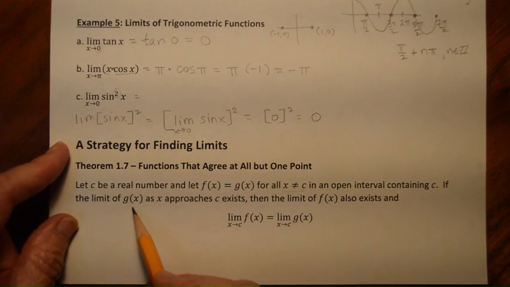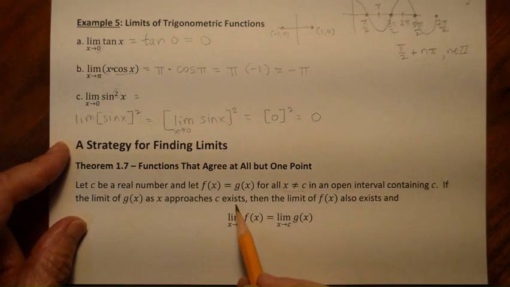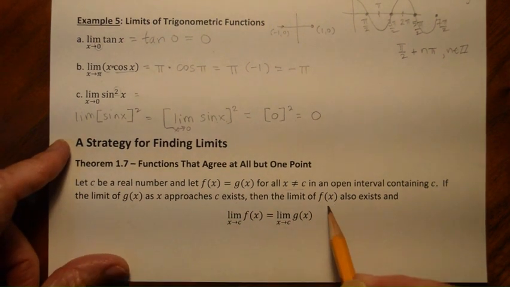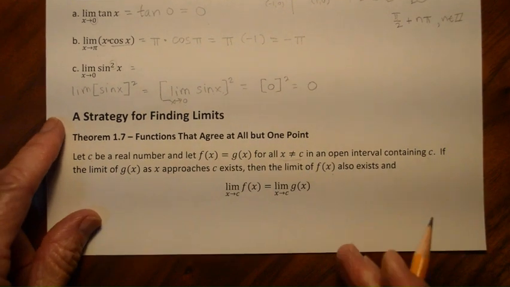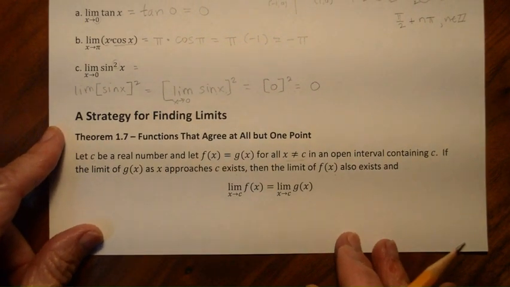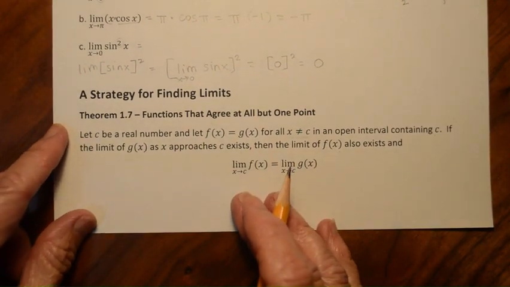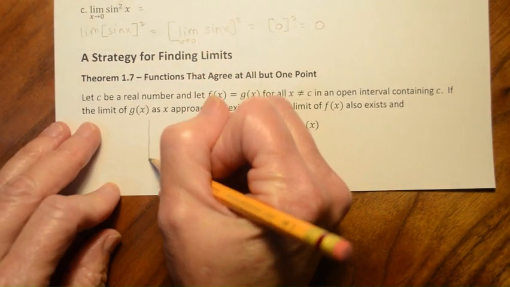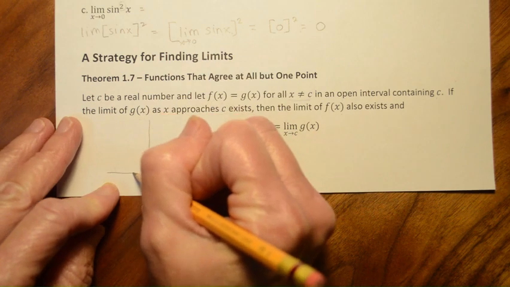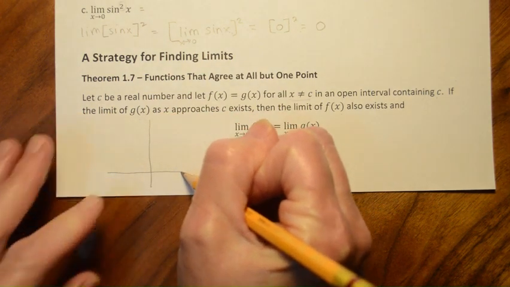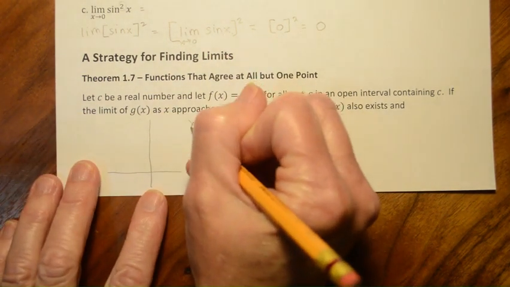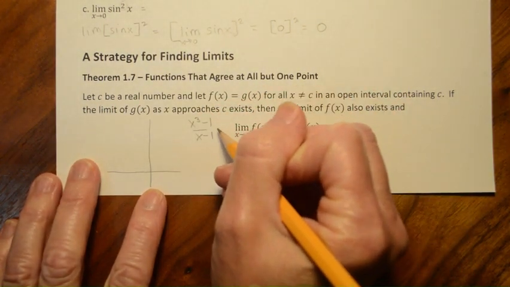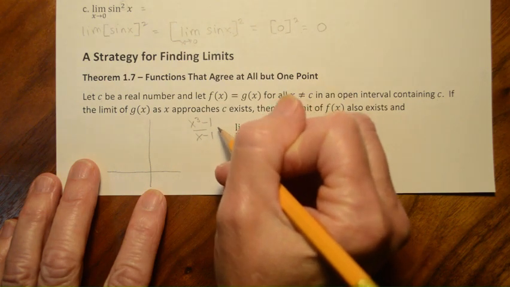If the limit of g of x as x approaches C does exist, then the limit of f of x also exists, and those two limits are the same. All right, now I'm going to draw a picture that's going to go with the next example that we do, and I'm drawing this because it's one that we've already seen and done. That was the very first problem we did in the section 1.2 notes, which was x cubed minus 1 over x minus 1. If you remember that, we factored it out and canceled.